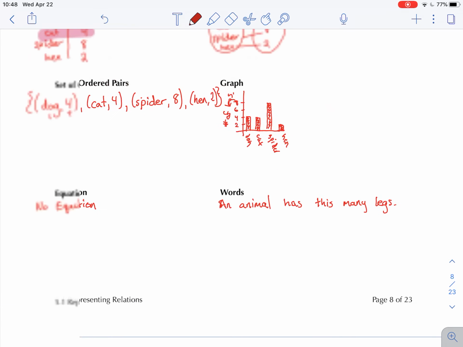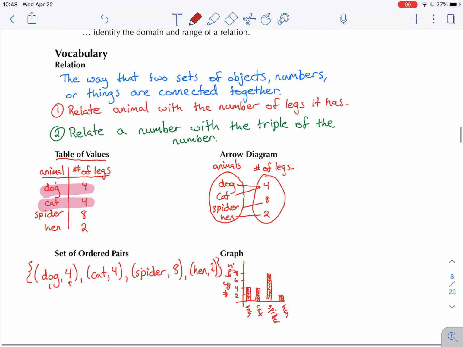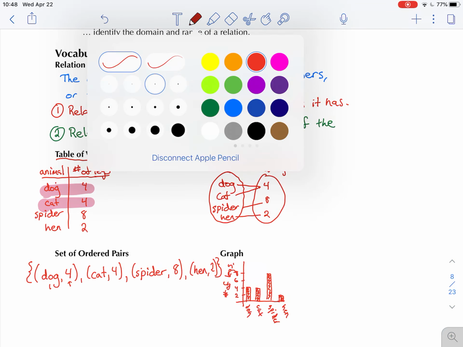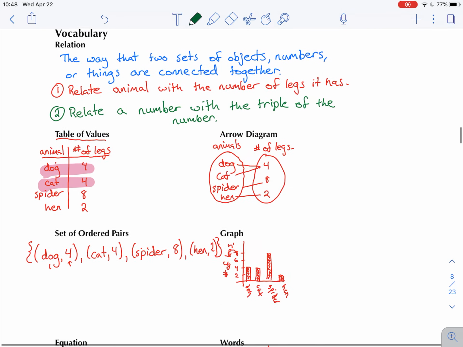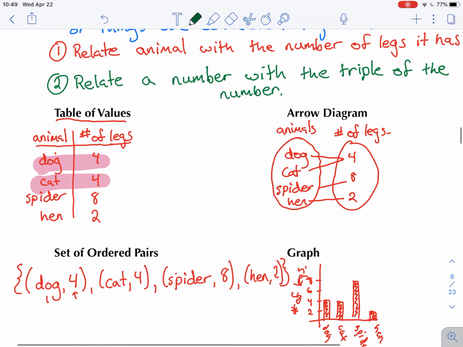Notice how I put the domain value first, the animal, and it has this many legs. That is the range value. Okay, so that is our first relation. Now our second relation, number 2, is relate a number with the triple of that number.